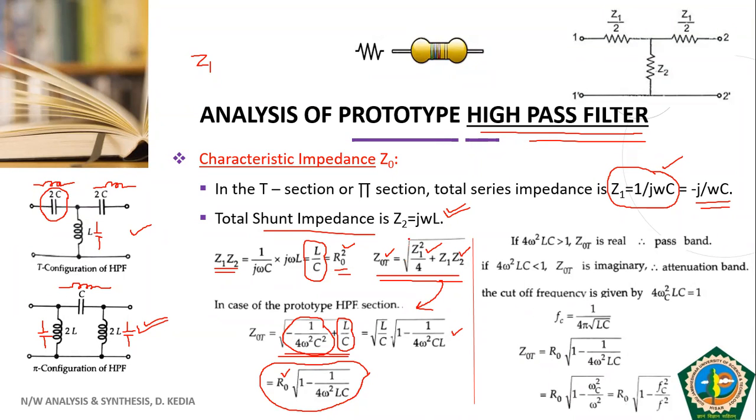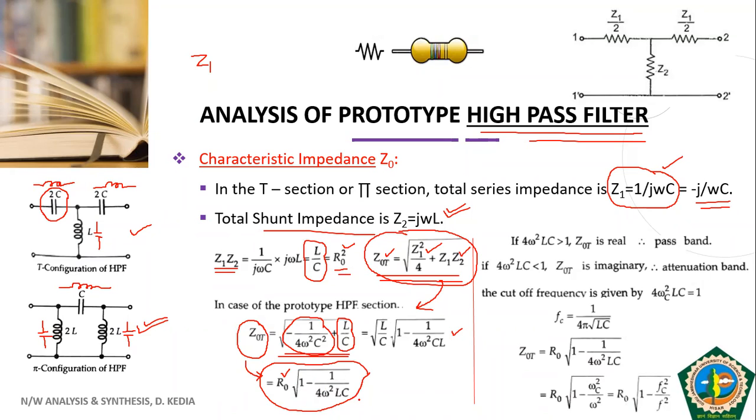This was the general expression, which will be the same for every type of filter. But once you substitute the values of Z1 and Z2 for the low pass filter, this will become the characteristic impedance of the low pass. If you substitute the values of Z1 and Z2 from the high pass filter, this will become the characteristic impedance of the high pass filter. So now the characteristic impedance of the T section of the high pass filter is R naught under the root 1 minus 1 by 4 omega square LC. This you have to memorize.